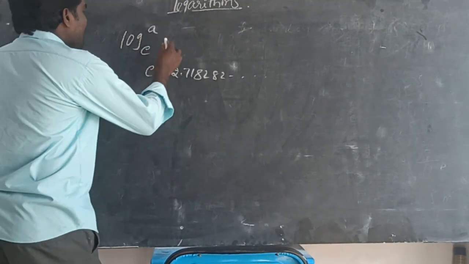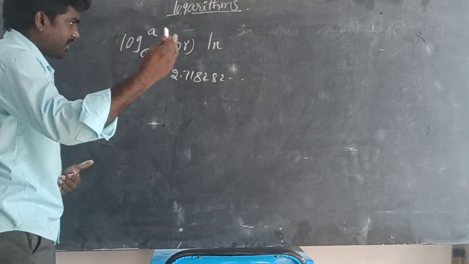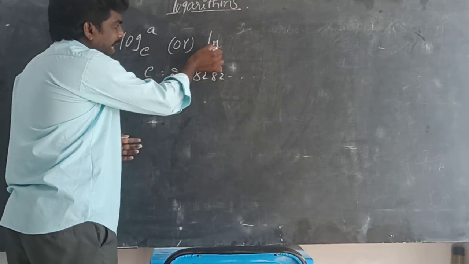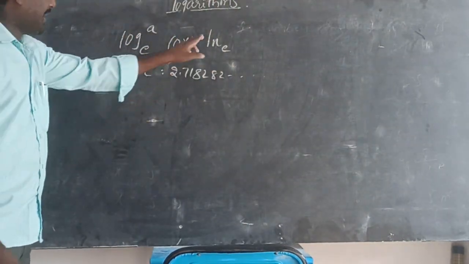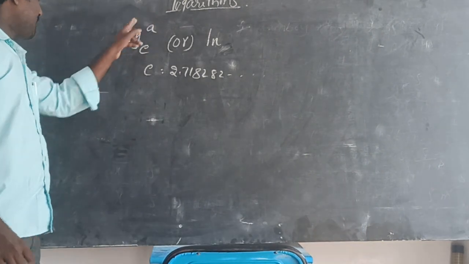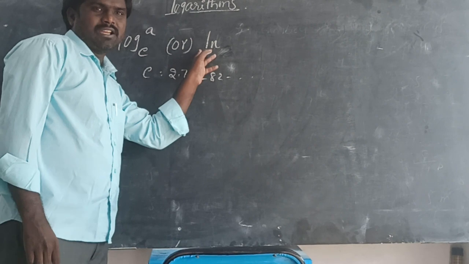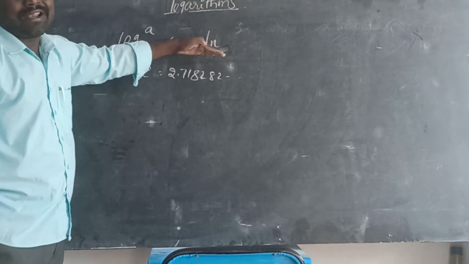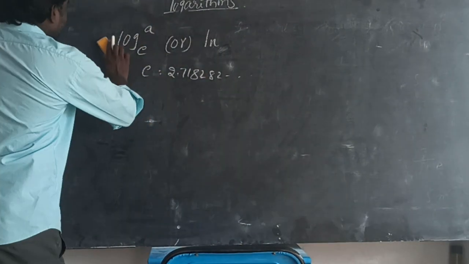We can express these logarithms like this also. This expression we can use in higher sections, that is intermediate or degree. Ln, natural logarithms, base e. Simply we can write log a base e as Ln, natural logarithm. Its base is e. These logarithms were introduced by John Napier.